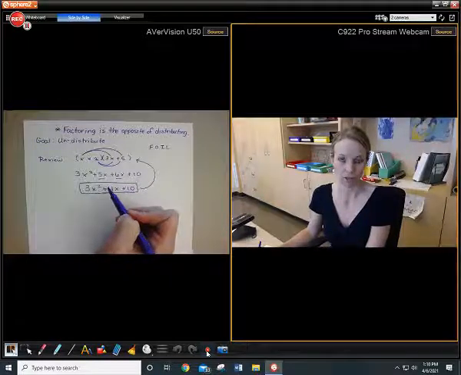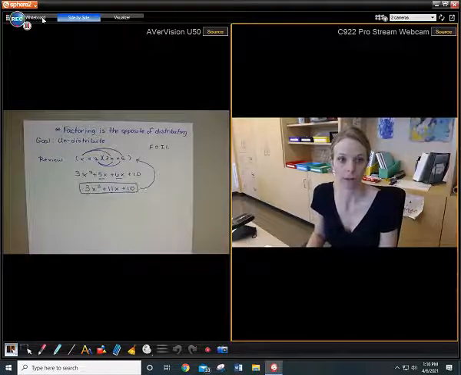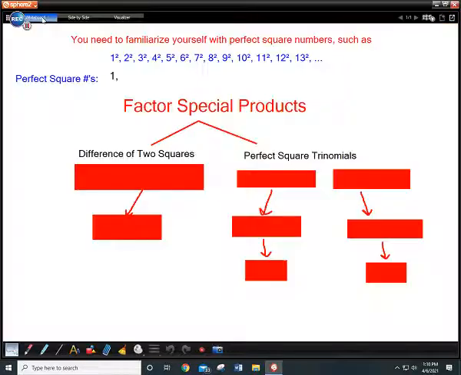All right, so before we get started, I want to review with you some important concepts that will help us. You want to write in your notes these perfect square numbers. So in your notebook, write down 1 squared, 2 squared, 3 squared, 4 squared, 5 squared, all the way to 13 squared. I could have you keep going, but we're just going to stop with that.